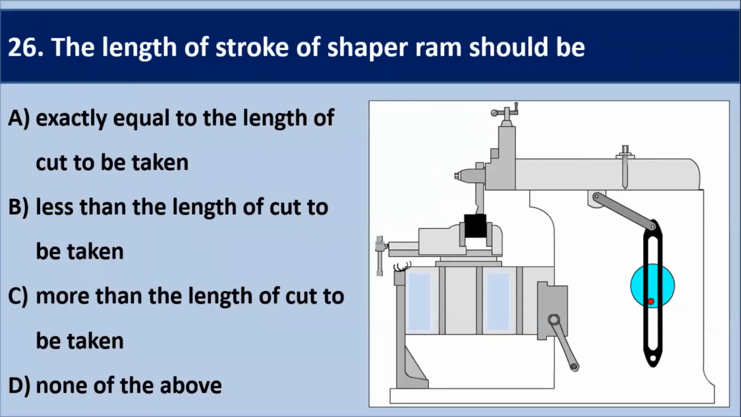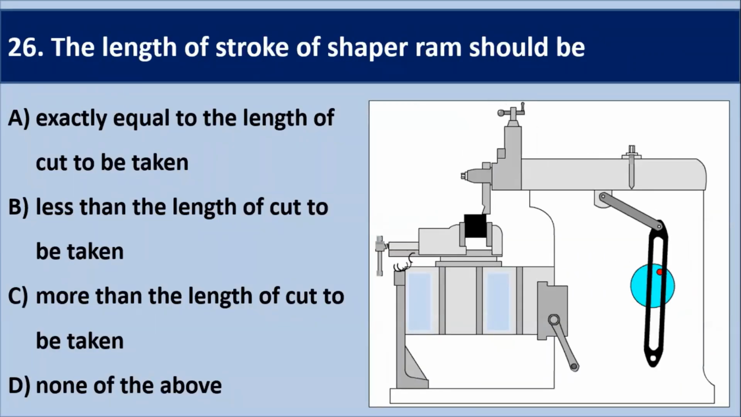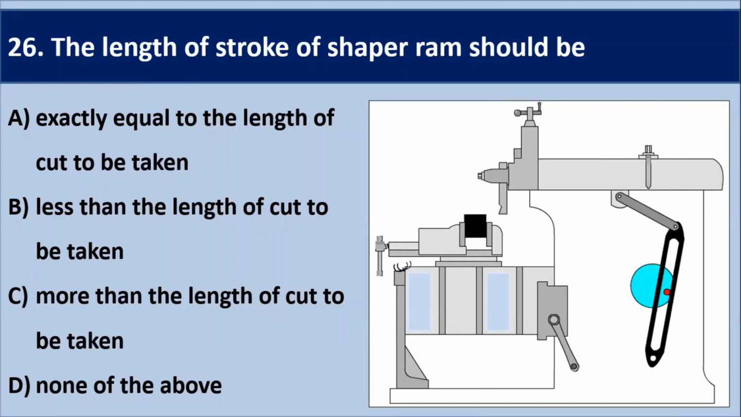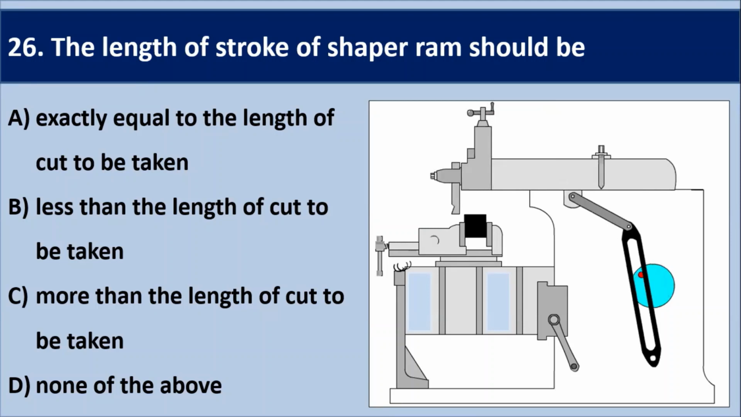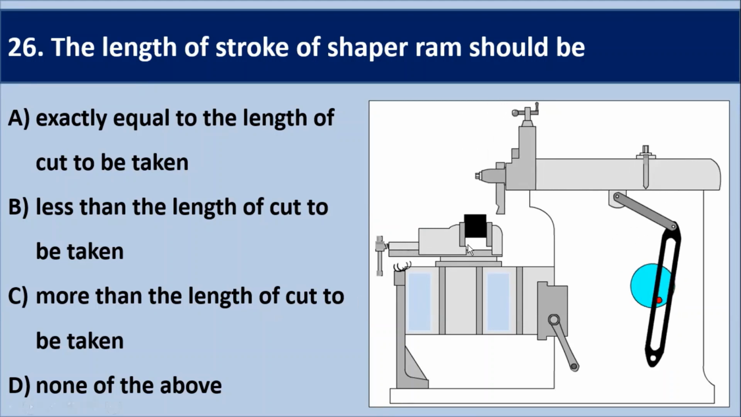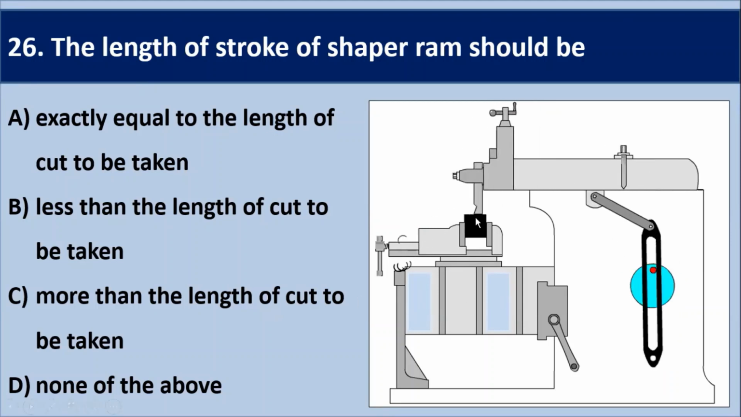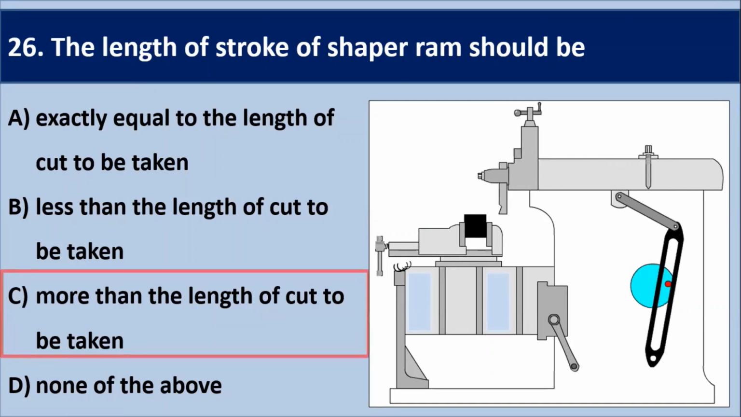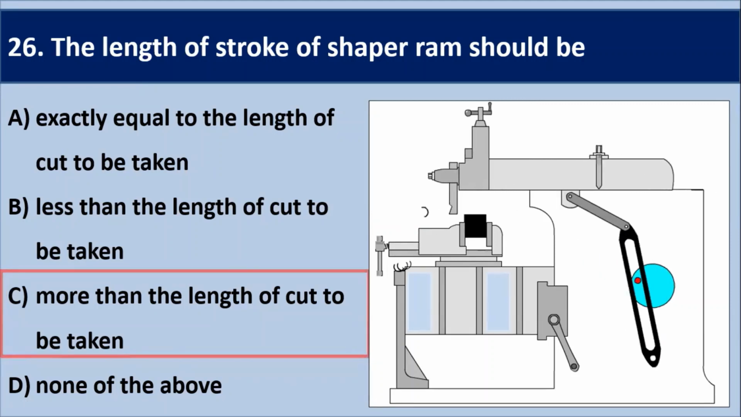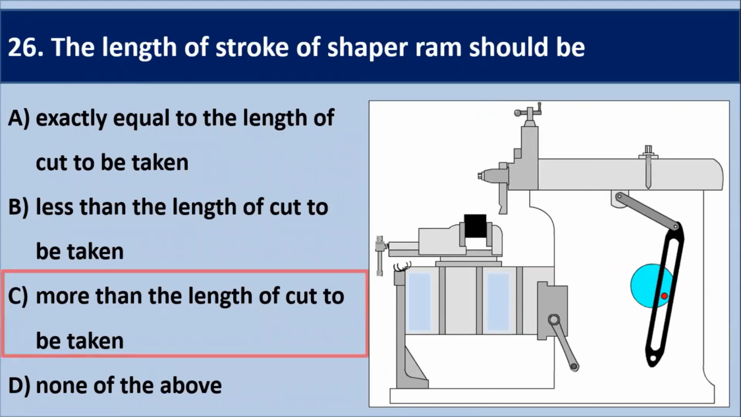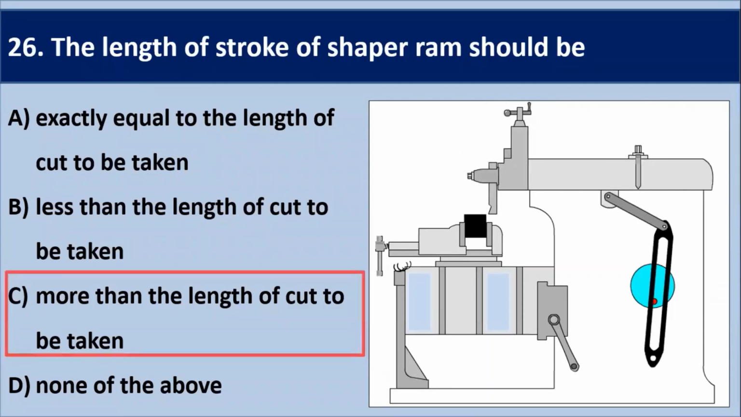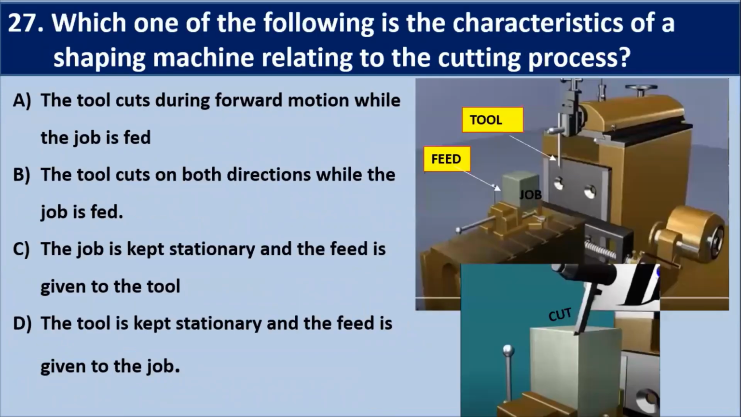Next question. The length of stroke of the shaper ram should be. Now, in this case, if you see in this diagram, the stroke length is always greater than the length of the job. So that's why our answer is very simple: the length of the stroke of a shaper ram should be more than the length of the cut to be taken on the workpiece. So that's why the answer is C.